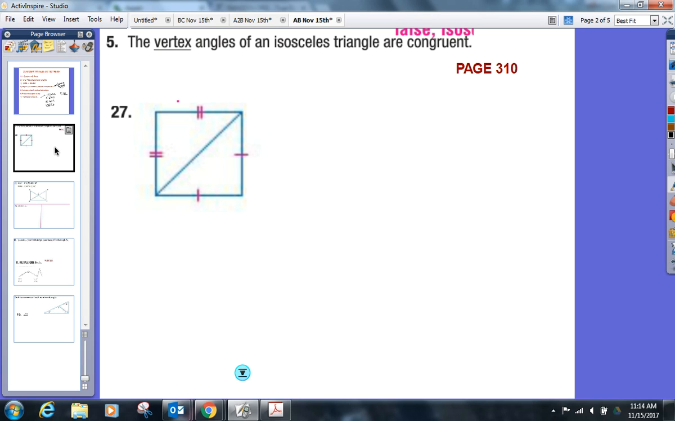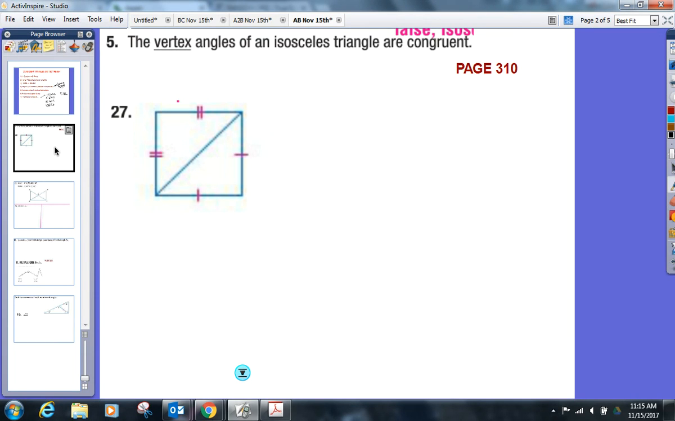This is a true-false question. If it's true, just tell me it's true. If it's false, correct it, though. Okay, so again, we're on page 310, looking at number 5. Is this a true statement or a false statement? If it's false, be ready to correct it. The vertex angles of an isosceles triangle are congruent.